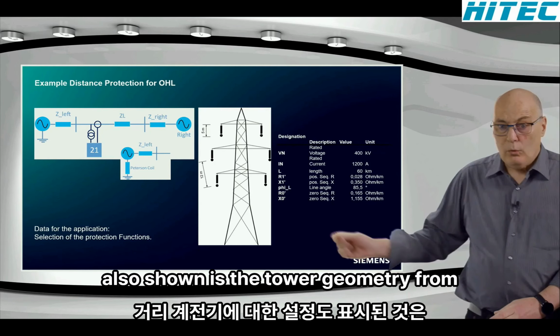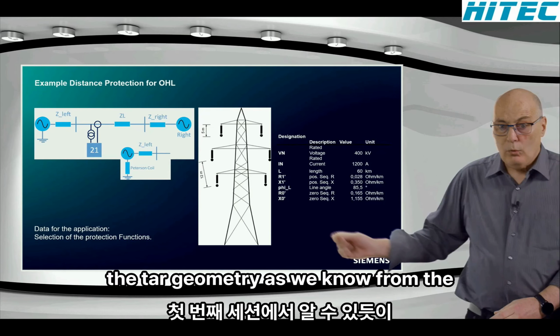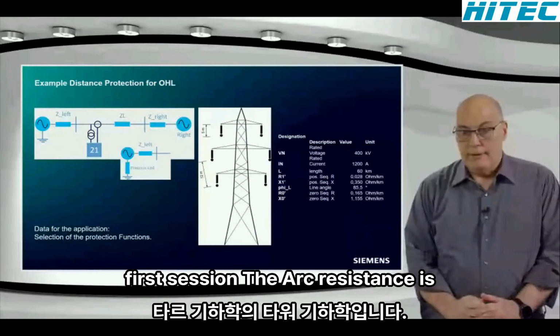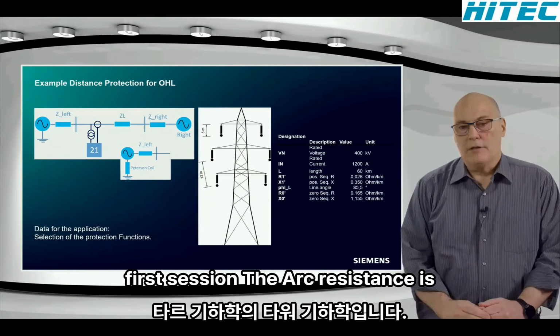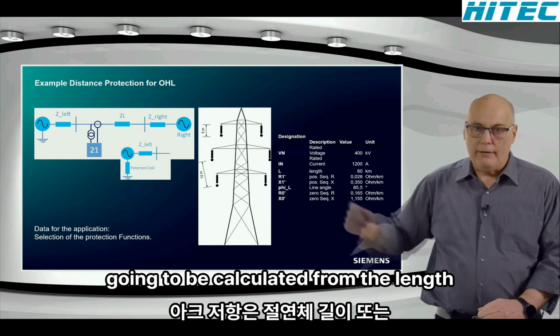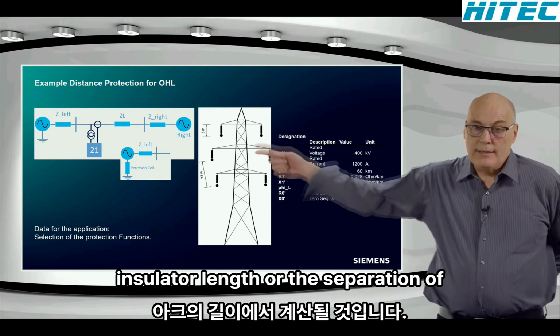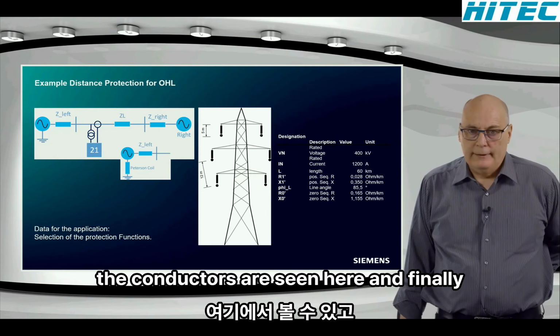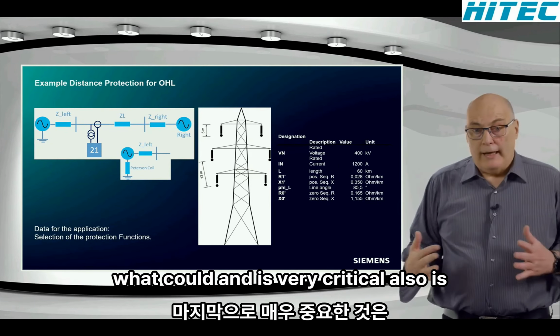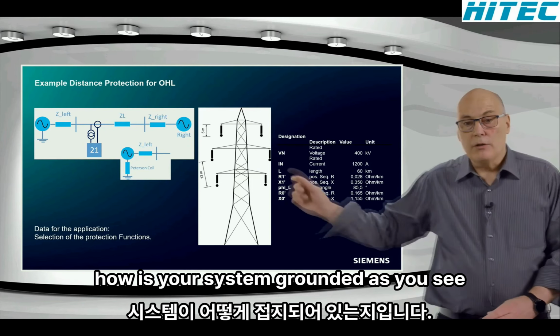Also shown is the tower geometry. From the tower geometry, as we know from the first session, the arc resistance is going to be calculated from the length of the arc, which we also base on the insulator length or the separation of the conductors as seen here. And finally, what is also very critical is how is your system grounded?